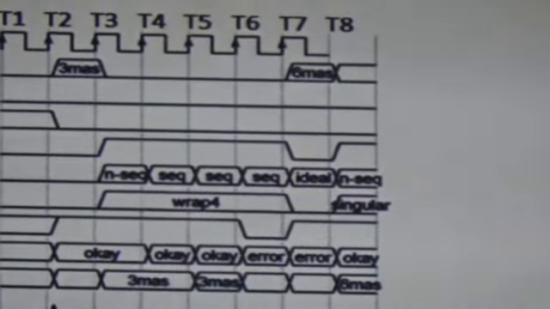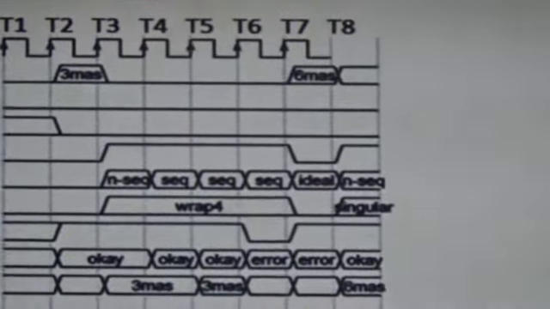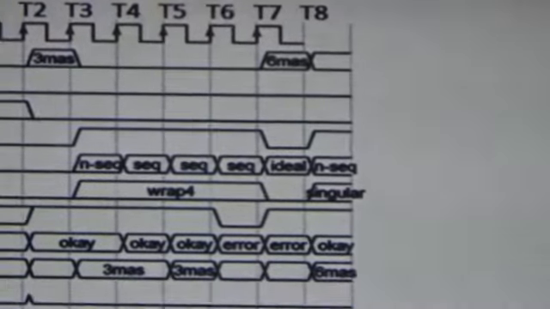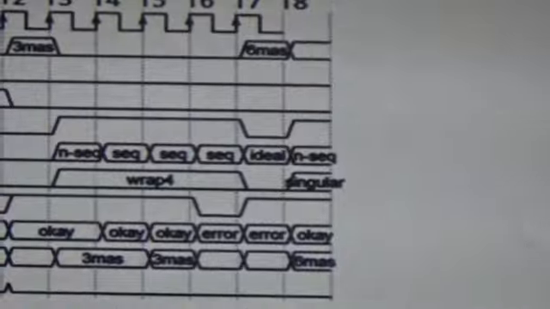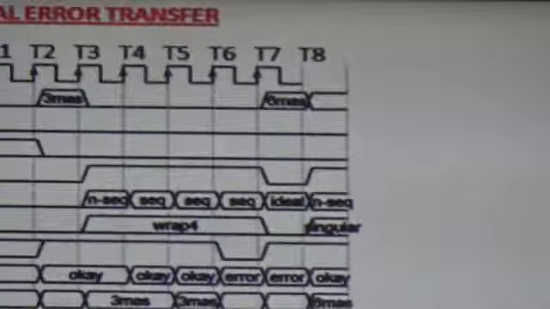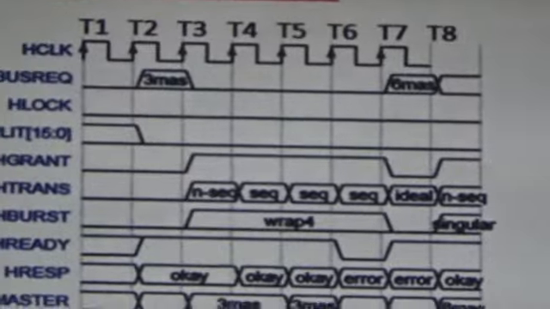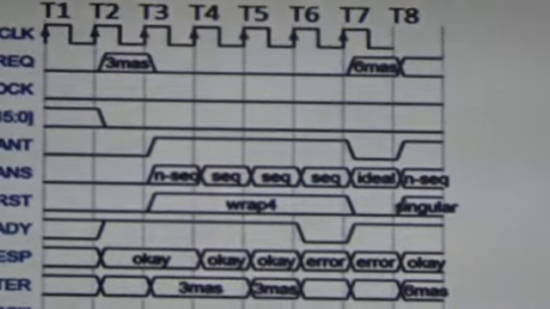The 6th master has requested the bus at the T7 clock cycle, and the 6th master is given access to the bus. We come to know this as H master is updated with the 6th master, and all the control signals are sampled here. It is the same as a non-sequential transfer, but here, in between the sequential transfer, an error response occurs.